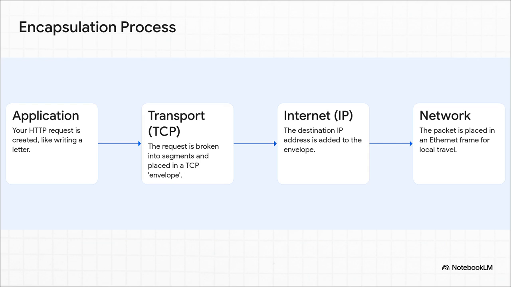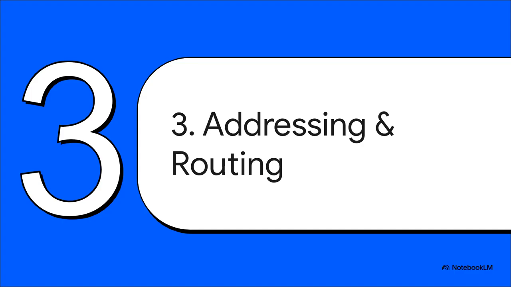First, the transport layer, using a protocol called TCP, chops your request into numbered pieces, or segments, to make sure nothing gets lost. Then the internet layer slaps on the destination IP address. That's the mailing address for the server. And finally, the network layer puts the whole thing into what's called an Ethernet frame, kind of like putting it in the local mail truck for the first leg of its journey. Okay, so our packet is now this fully addressed, self-contained little unit. It's ready to go, but where exactly is it going, and how on earth will it find its way?